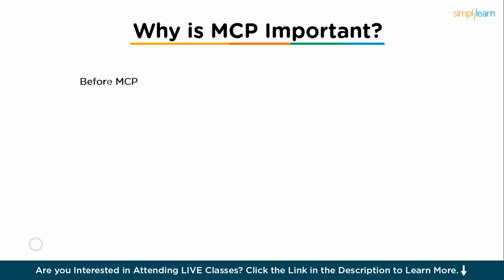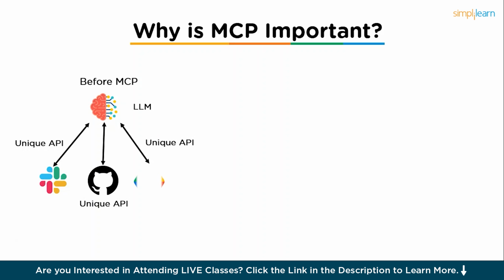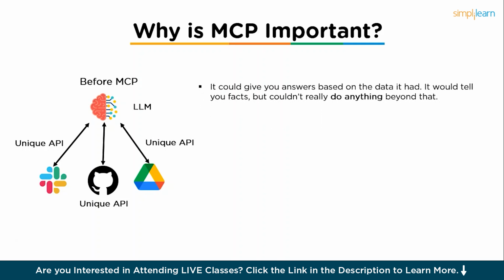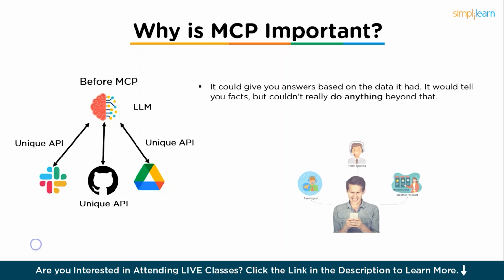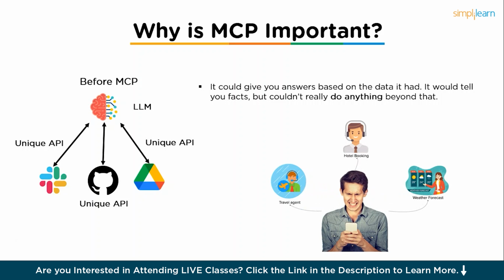So let's talk about why MCP is such a big deal. Now, before MCP, AI was mostly like a knowledge provider. It could give you answers based on the data it had. It would tell you facts, but couldn't do anything beyond that. Let's say, for example, if you ask your AI assistant for the weather, it might say it's a sunny day. Great, but if you needed to book a flight or reserve a hotel, now that's where MCP steps in.